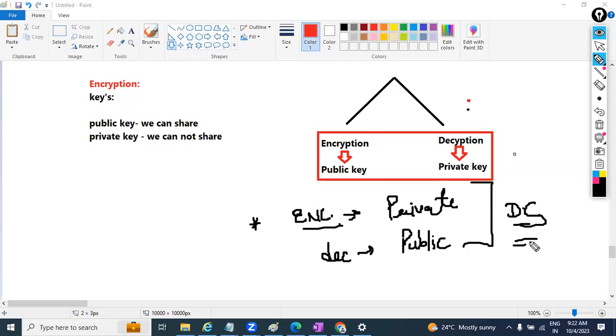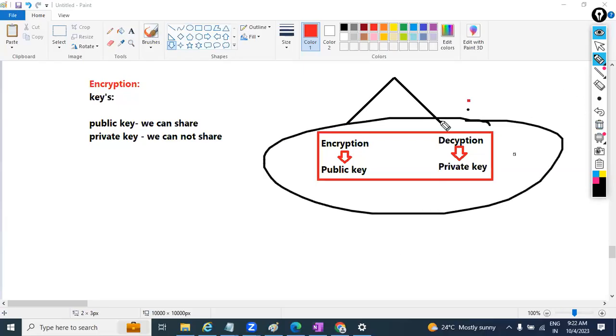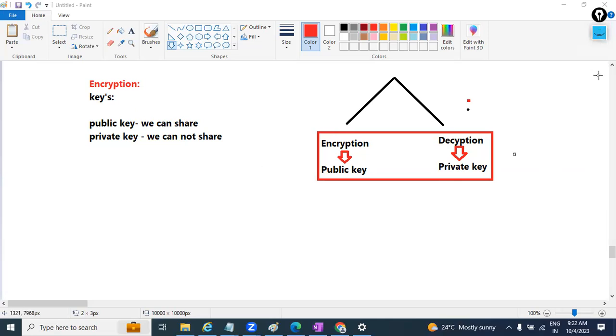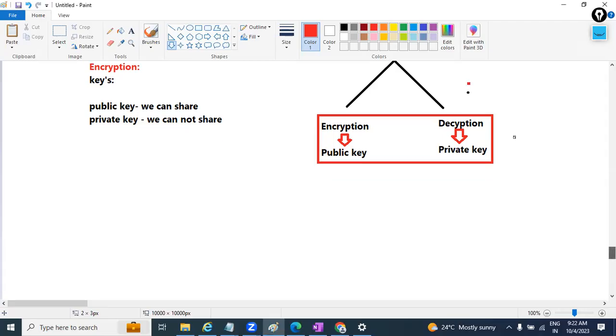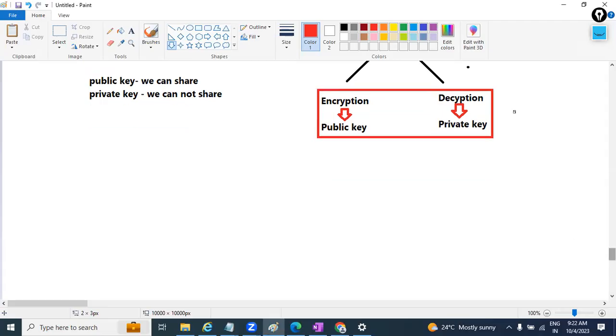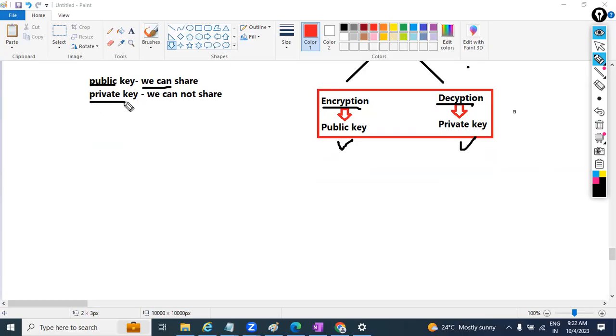But right now our focus is on the normal concept. As I have mentioned, encryption would happen with the public key, and decryption with the private key. Public keys we can share, and private keys we cannot share.